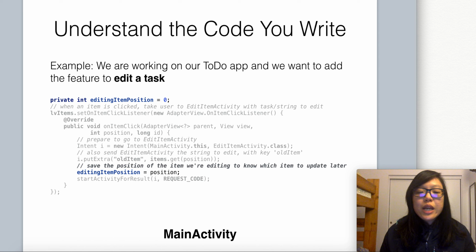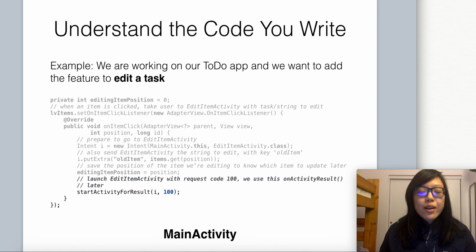And then here I'm just trying to remind myself, oh, okay, why do I need this variable for editing item position again? Why do I need to set this variable at all, and what am I going to use it for? So hopefully when I come back to my code in a week, I know exactly what I tried to do here. So now I have a comment saying, oh, okay, I want to also save the position of the item we're editing so that when we come back to this activity later, we could update the appropriate item. And finally, in this last line of code, we have start activity for result.